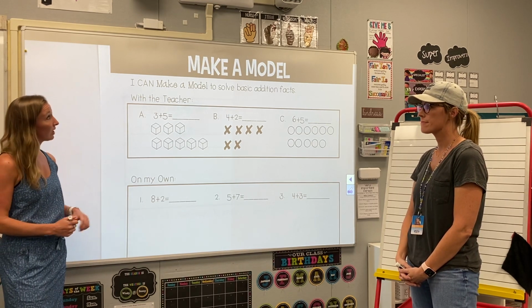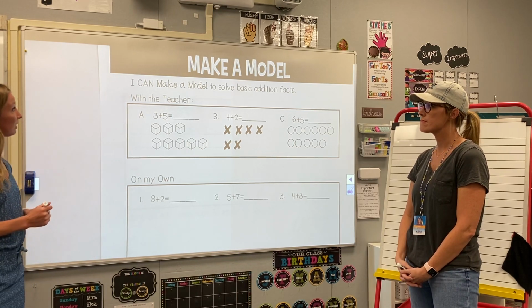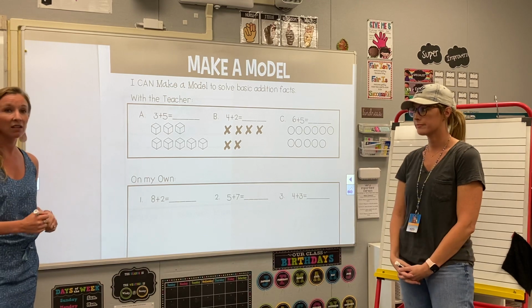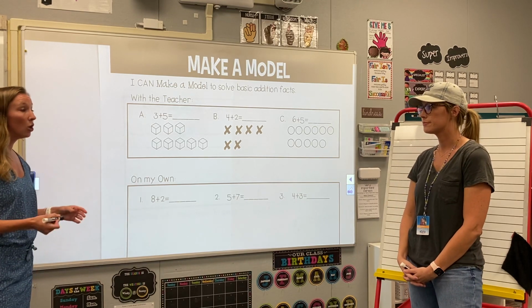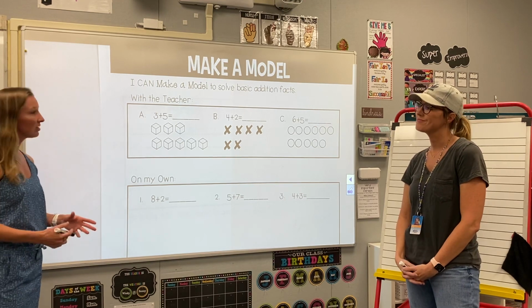The one that we're going to work on today is called Make a Model. And today we are going to make a model to solve basic addition facts. And a model is really just like a picture, or it can be something visual in front of you like toys or even Cheerios, like a snack.